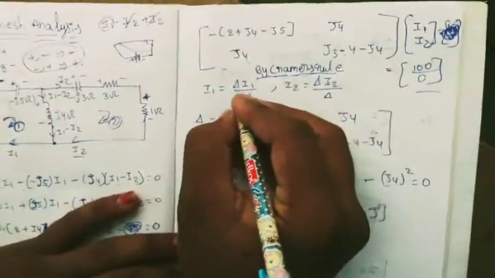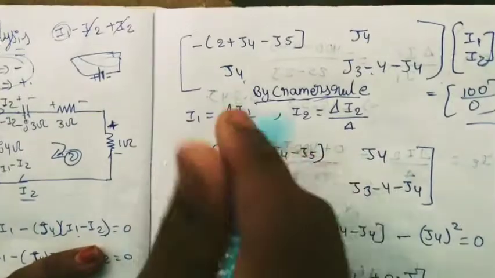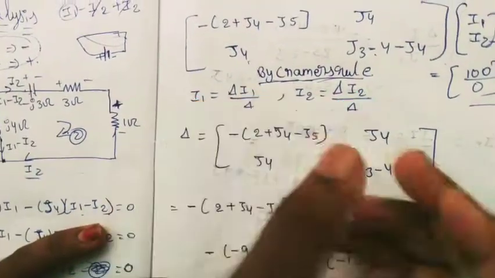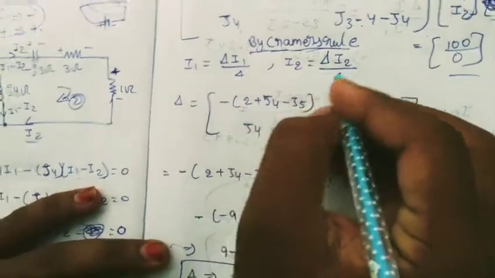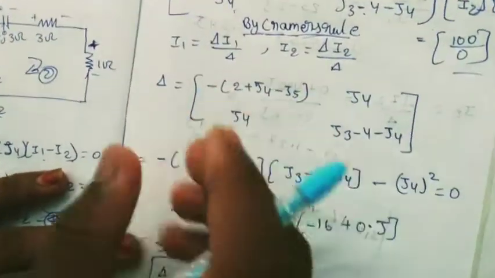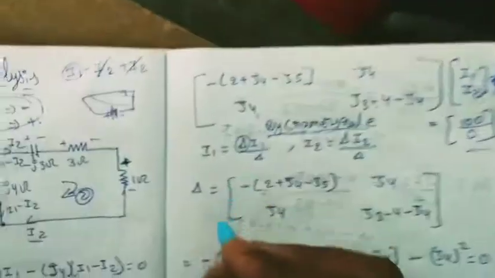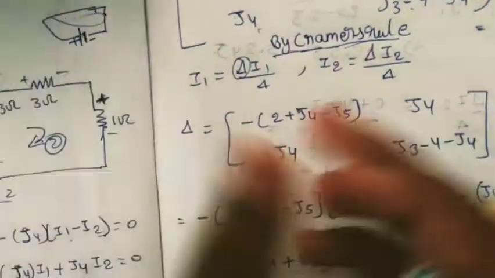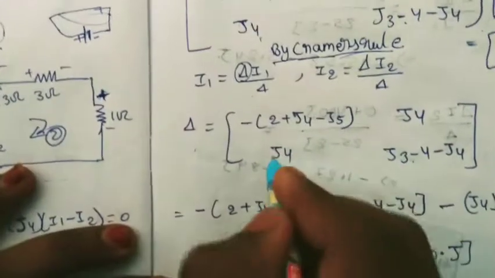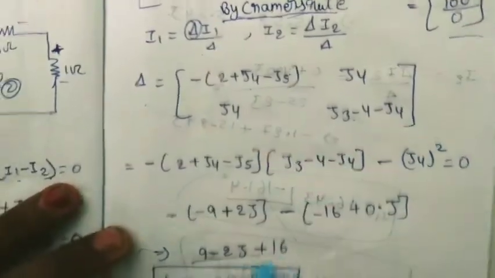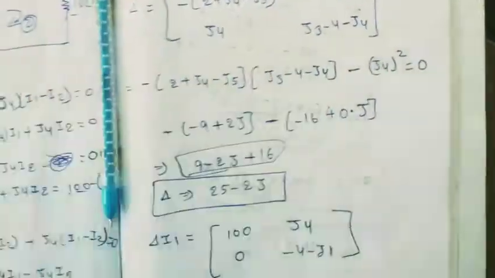So I1 equals delta I1 by delta, for finding I1, and as well as I2, delta I2 equals delta I2 by delta. So first we have to find delta. In order to find delta, we have to make these values over here. Then by cross multiplication, we get this. And everyone has a thought how to solve this.